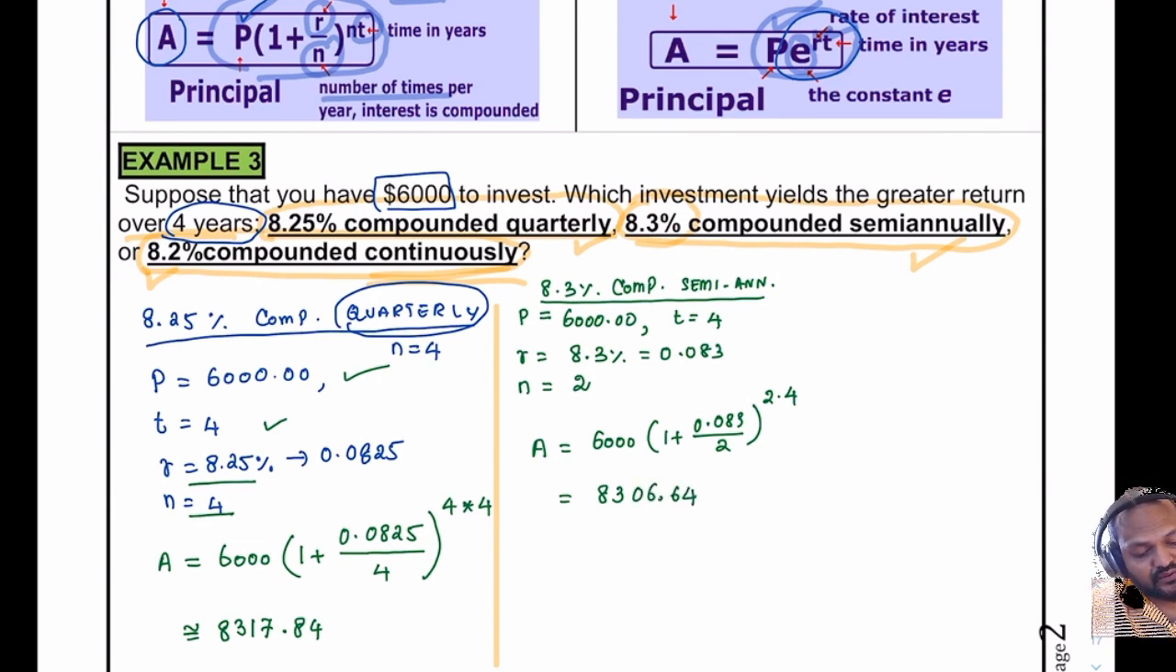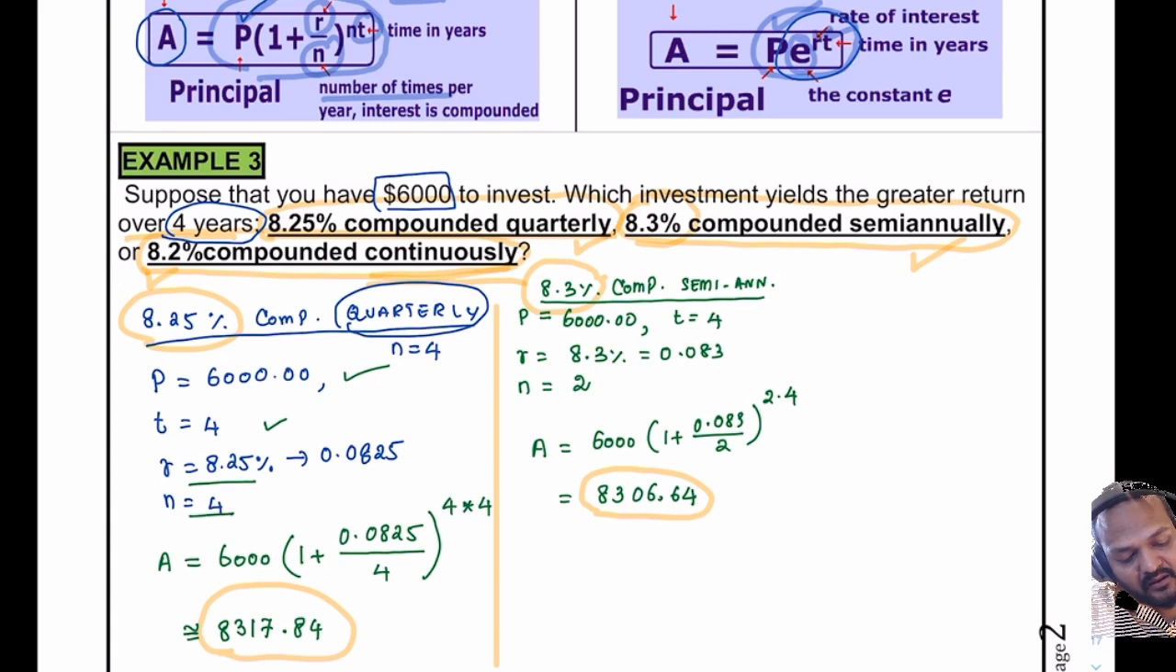So if you use your calculator, this should give you 8306.64. I want you to quickly observe one thing in here. Although the rate here is lower, since it's compounded quarterly, you have more money here. The rate is higher, but compounded semi-annually gives you less, right? So if you're investing for a long time, that can become significantly higher. So the compounding is more important, right? Of course, the growth rate is also important.